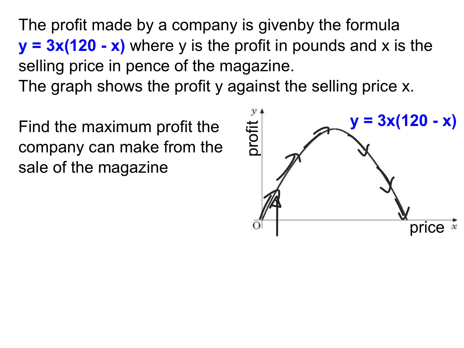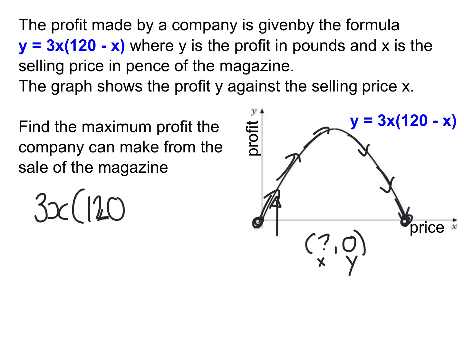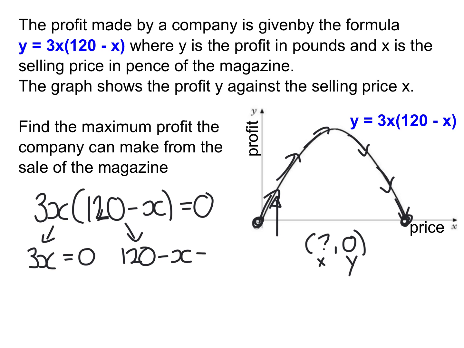So to find the maximum profit they're going to make, they're essentially asking us to find our turning point. And to get the turning point, we have to find the roots. And the roots appear on the x-axis. They are both along something and up 0. So what we are going to do is replace y with 0. So we're going to put the equation equal to 0. Now sometimes you have to factorise this. It's already in factorised form to save us the effort. So we then break each bit up and put it equal to 0. So you've got 3x is 0 and you've got 120 take away x is 0.